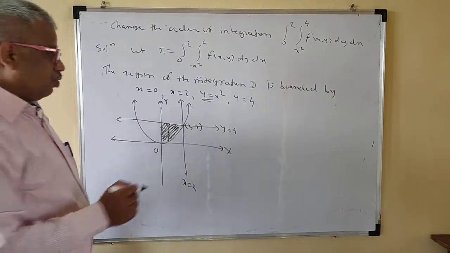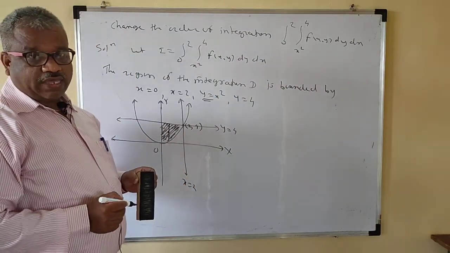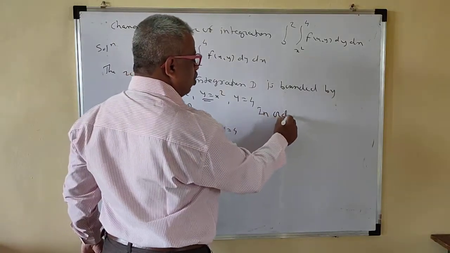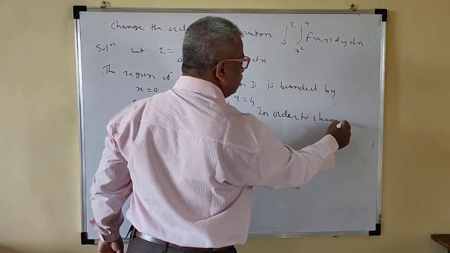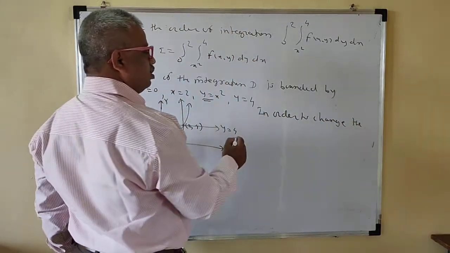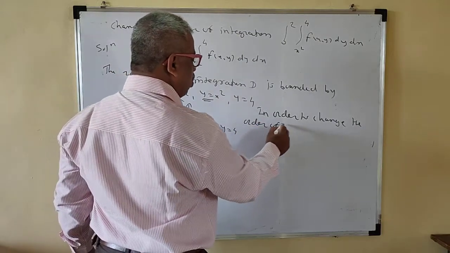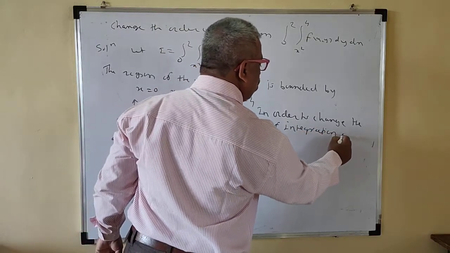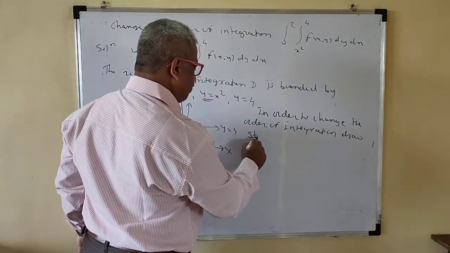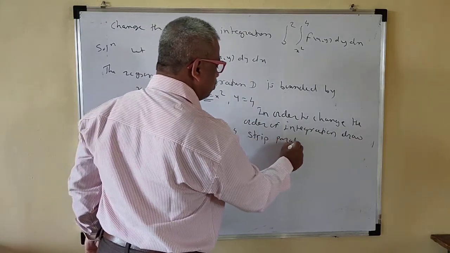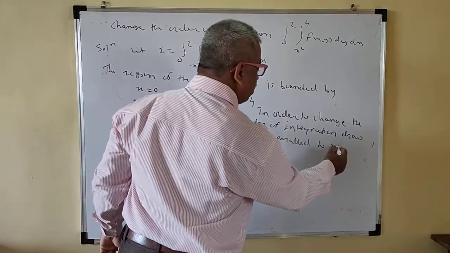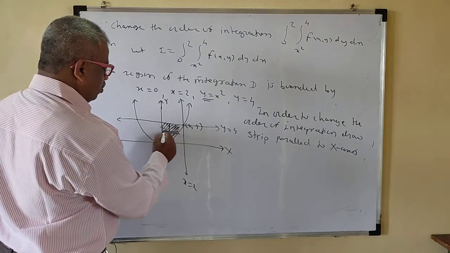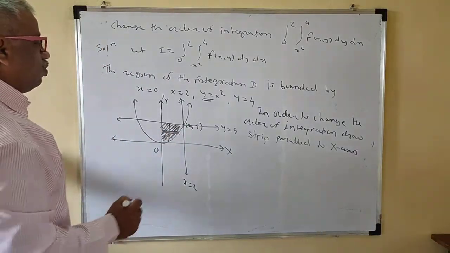Now what we have to do? Their strip is parallel to the y axis, so our strip should be parallel to the x axis. In order to change the order of integration, draw the strip parallel to the x axis. We'll draw the strip parallel to the x axis.